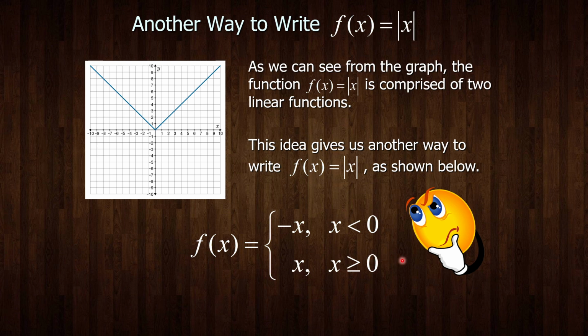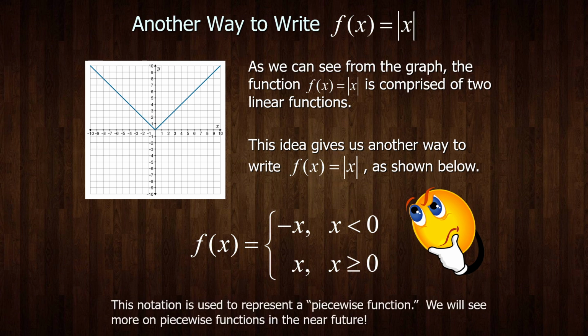Now this representation here is known as a piecewise function, and in the very near future you're going to look at piecewise functions in greater detail. So this is just a little bit of a preview to what's coming up when you look at these things called piecewise functions. There you go. That's the absolute value, and never forget, it is just the distance from 0.